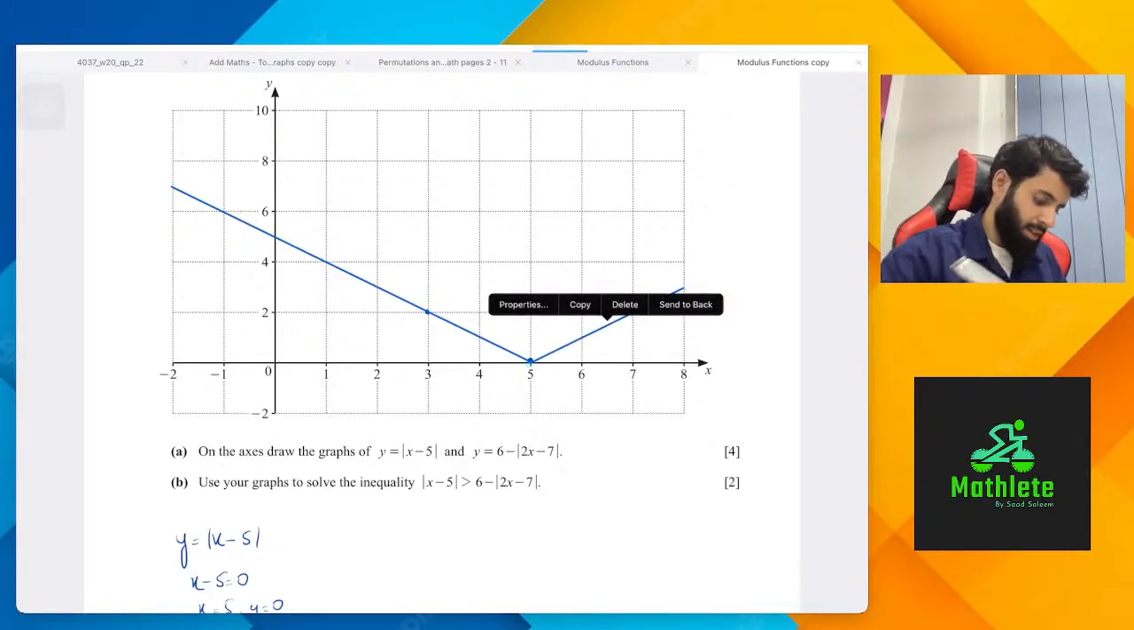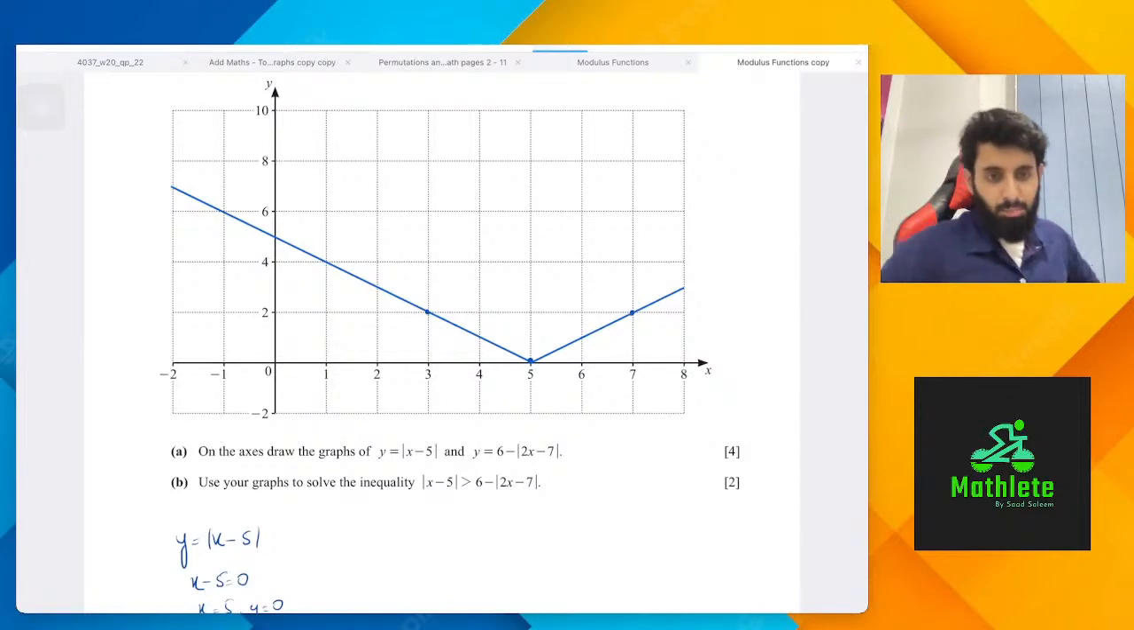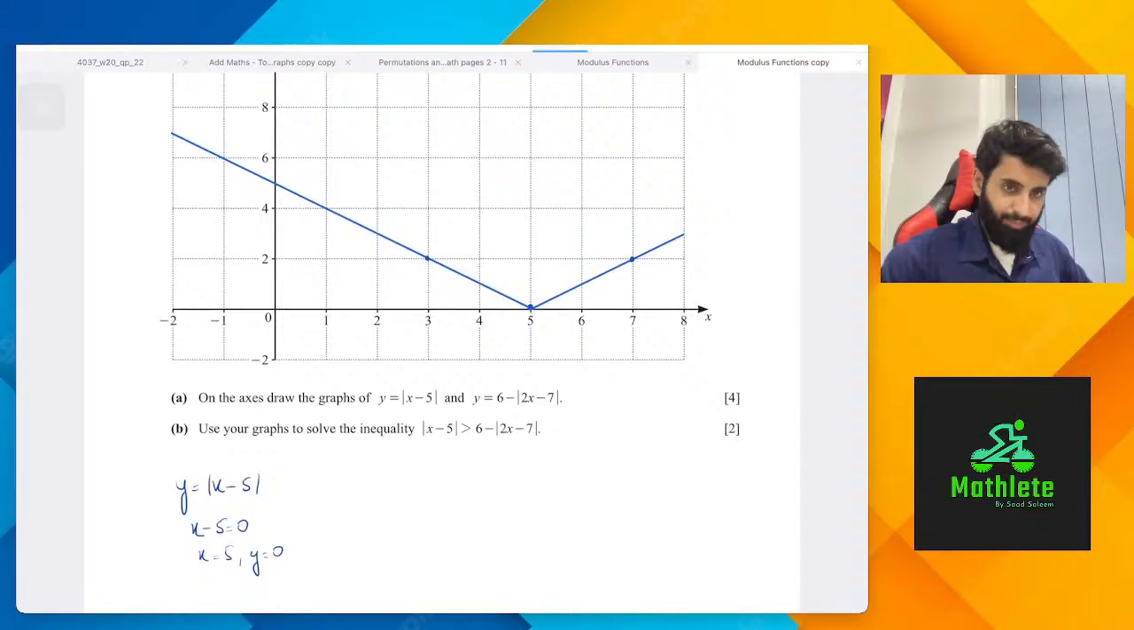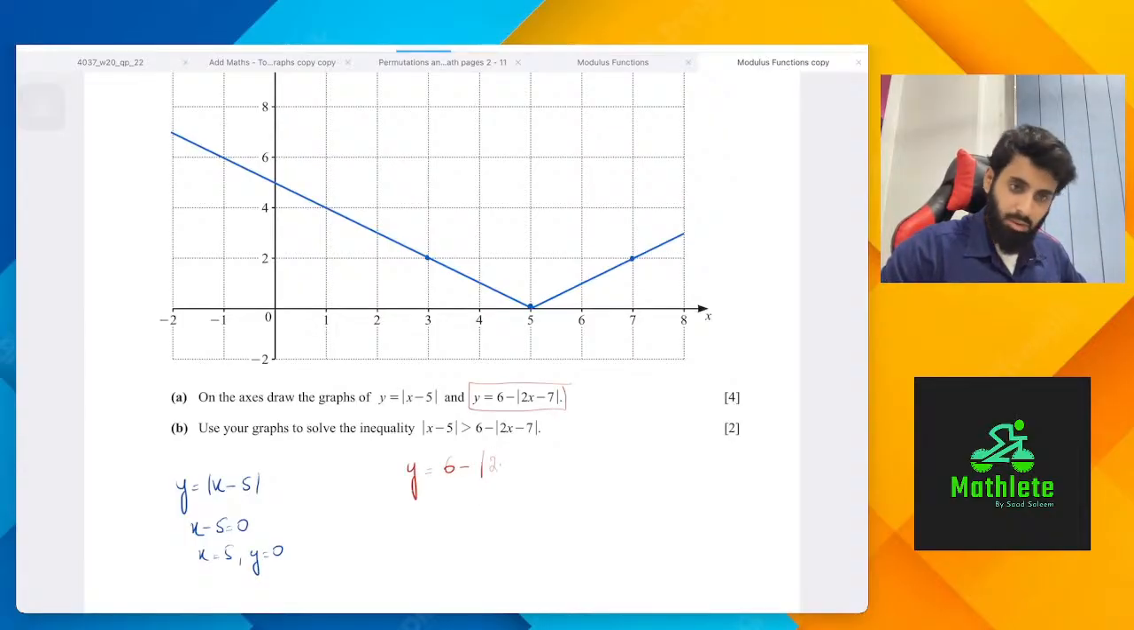Okay, so a little while ago someone was asking for tips for tomorrow. Well, here's another tip. Make sure that you look at the scale carefully. Okay. Now, here is another question, which says y equals 6 minus the absolute value of 2x minus 7.